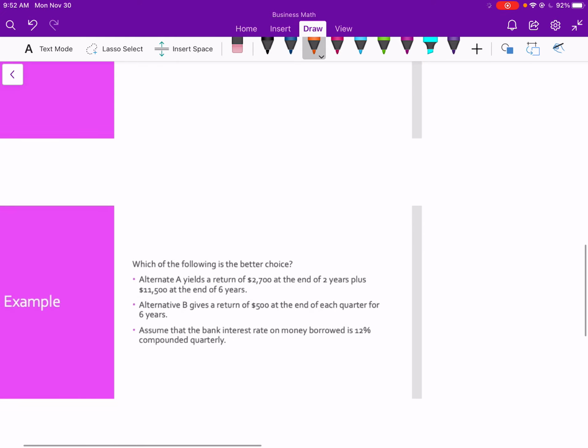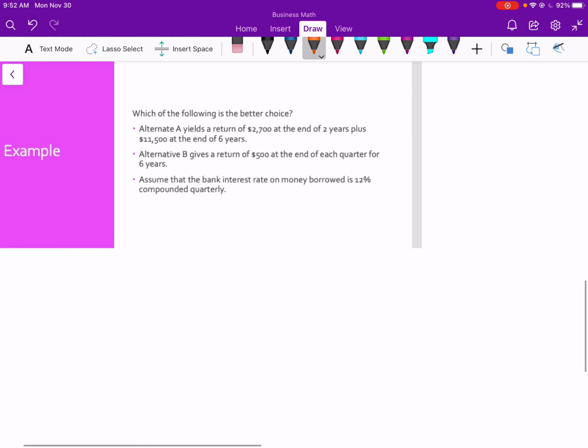And then finally, which of the following is the better choice? So the section's about capital budgeting. We want to figure out which options are better for us. So alternative A yields a return of $2,700 at the end of 2 years plus $11,500 at the end of 6 years. Alternative B gives a return of $500 at the end of each quarter for 6 years. We're going to assume that the bank interest rate on money borrowed is 12% compounded quarterly.